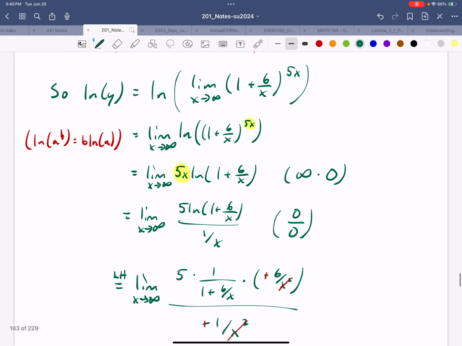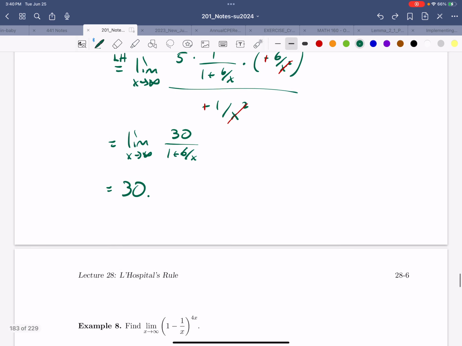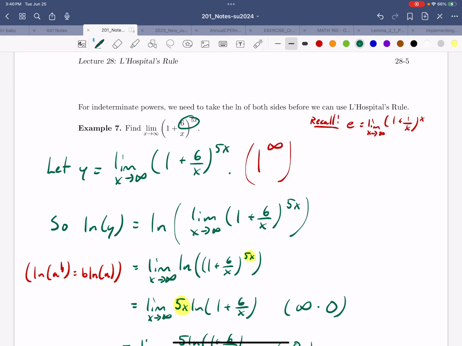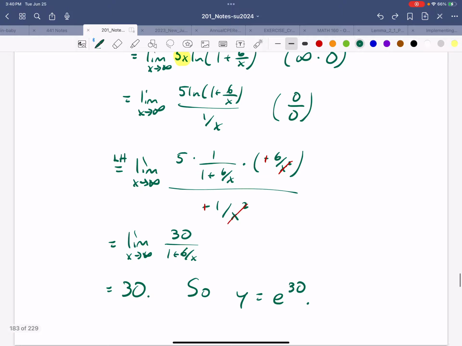ln of y equals 30. So then what does y equal? e to the 30, right? ln of what number gives us 30? e to the 30th. So our answer is, in fact, e to the 30th. And by the way, just take a note. Oh, look at that. 30 is 6 times 5. I wonder if that's a coincidence.